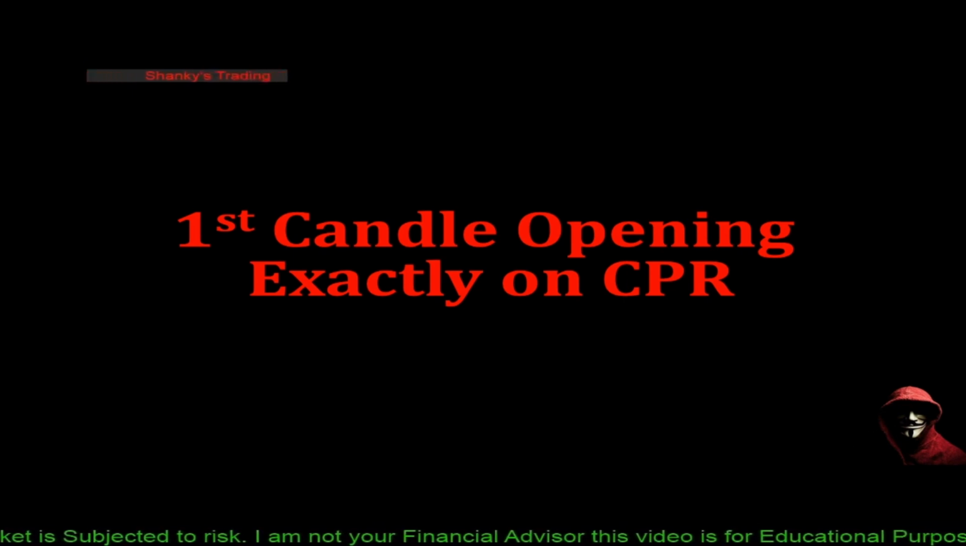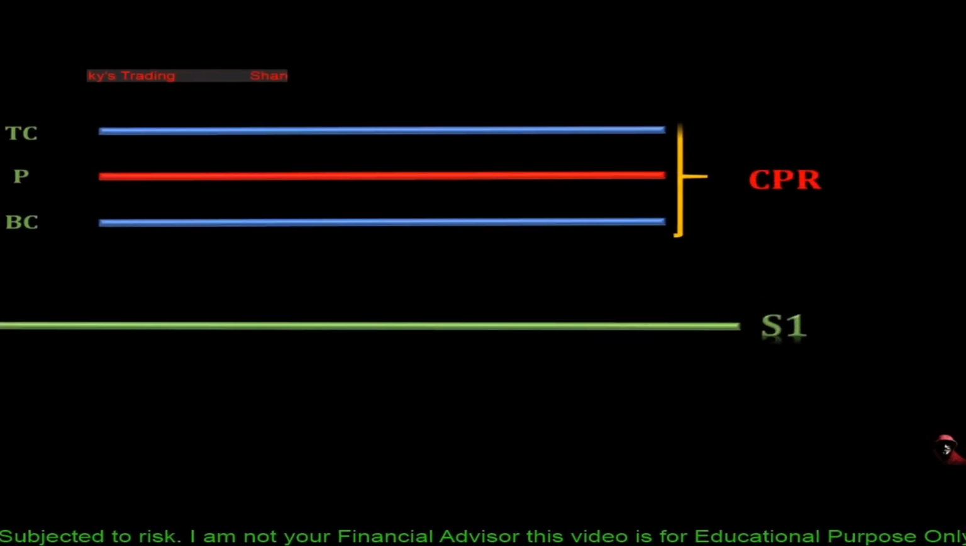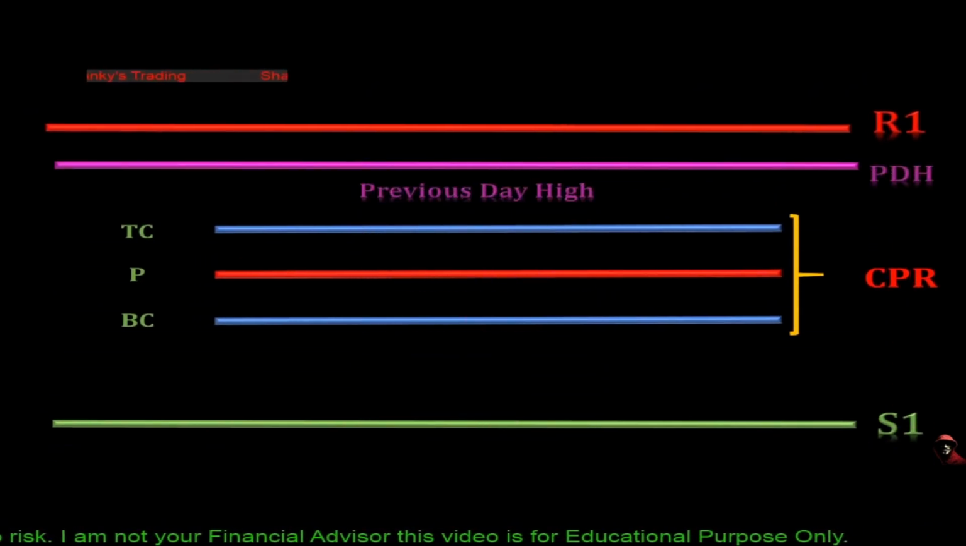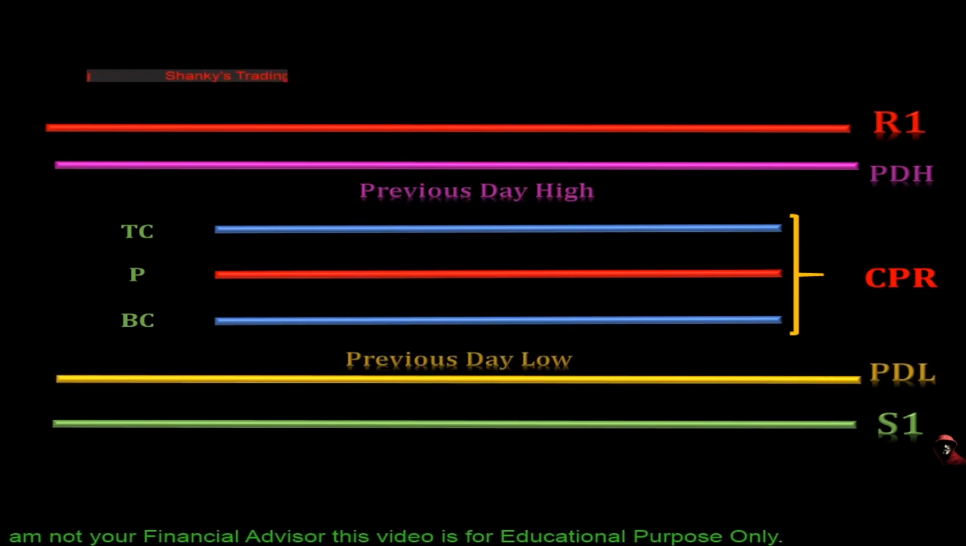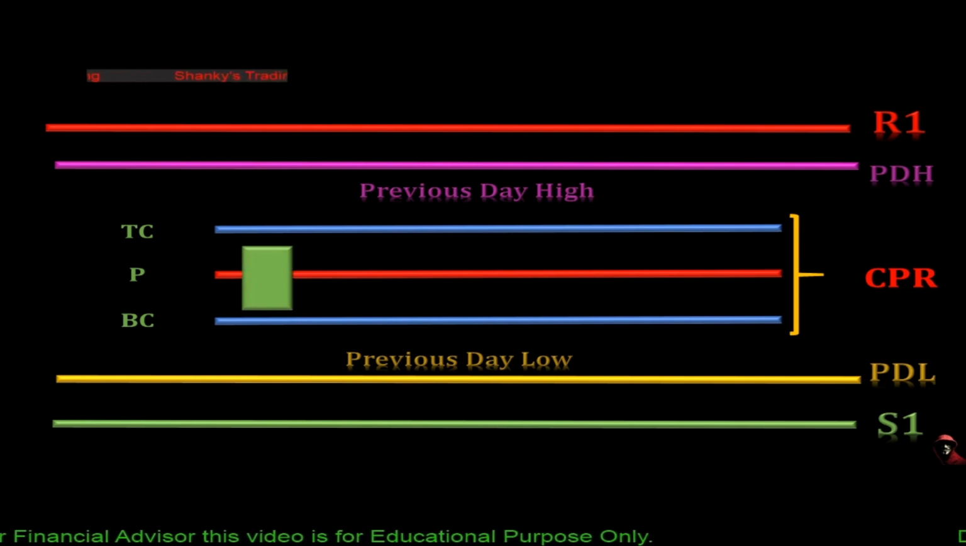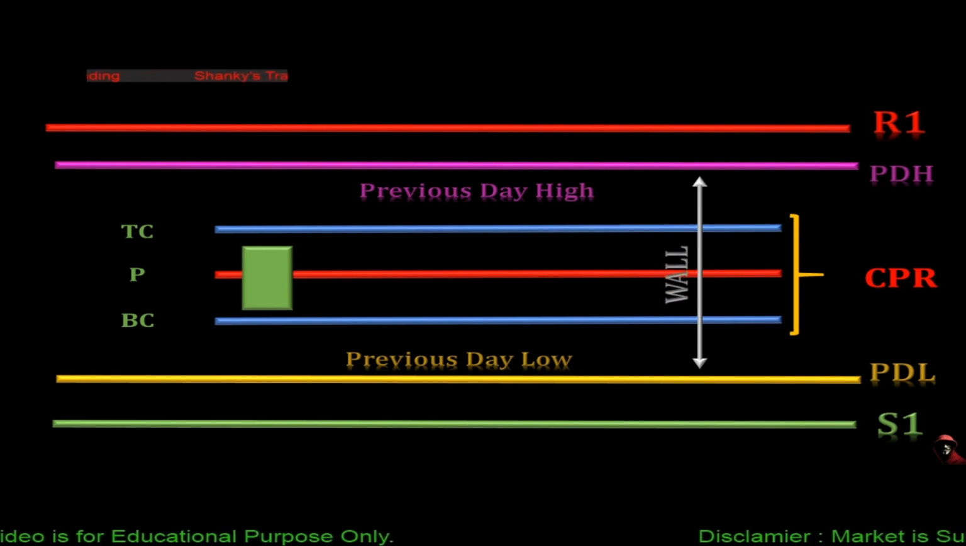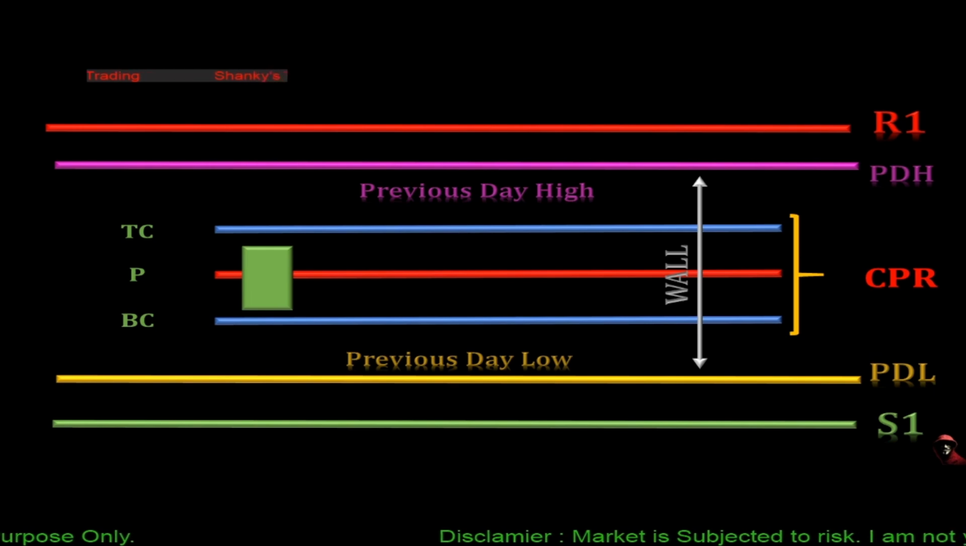Guys, remember, when the first candle opens exactly on the CPR, what will happen? This is our previous day high line, and this is our previous day low line. If the candle opens exactly on the CPR, it's going to be a sideways market. Sideways market means it is just like a wall. It will just hang around between the previous day low line and previous day high line, or maybe R1 and S1. Okay, this is the condition.